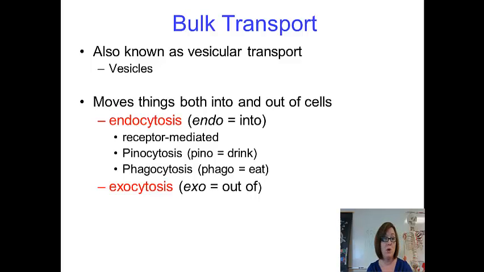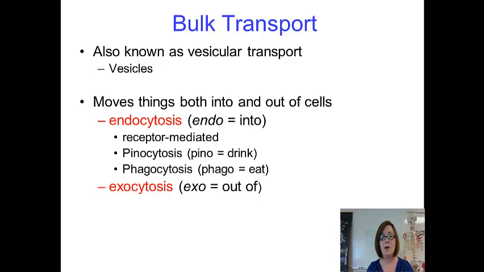The last type of transport is bulk transport, also known as vesicular transport, because it uses things called vesicles. Vesicles are little small membrane-bound bubble-like structures inside the cell. There's hundreds of these vesicles inside of our cells. With bulk transport, what we're doing is we're moving things both into and out of the cell in bulk. If we're moving things into the cell, that's called endocytosis. And there's three types of endocytosis: receptor-mediated endocytosis, pinocytosis, and phagocytosis.